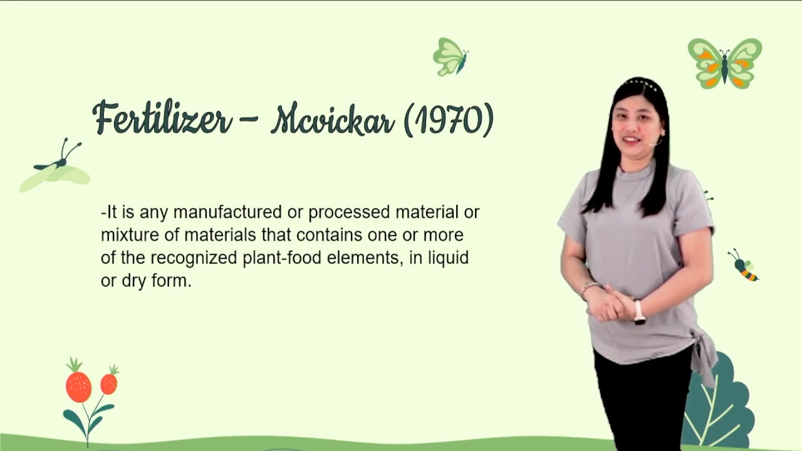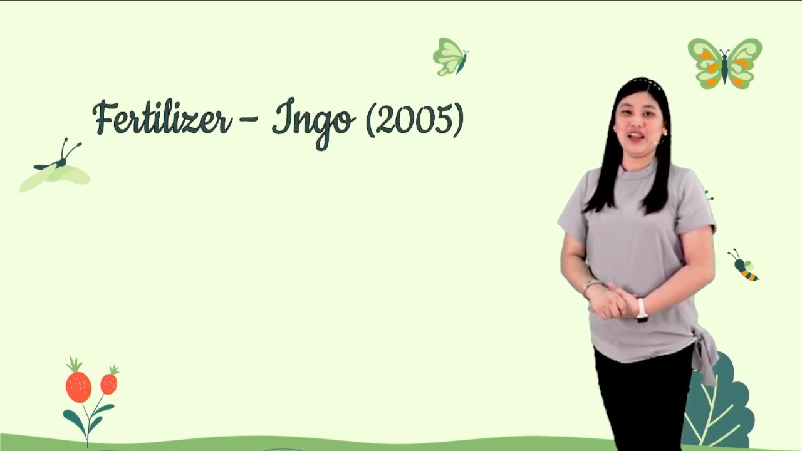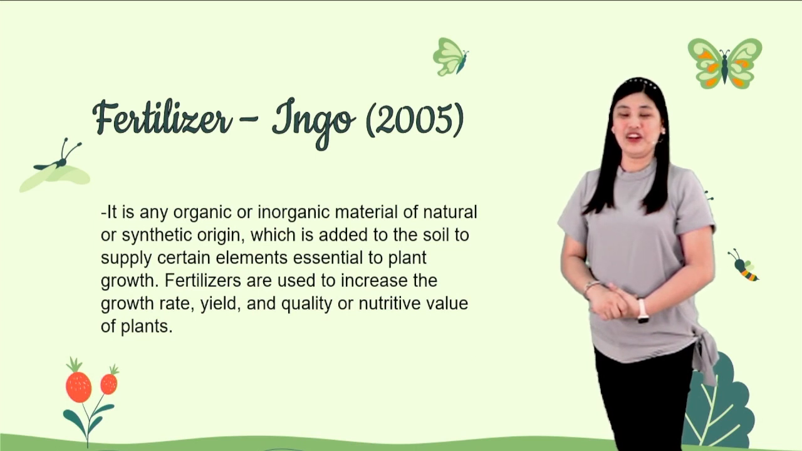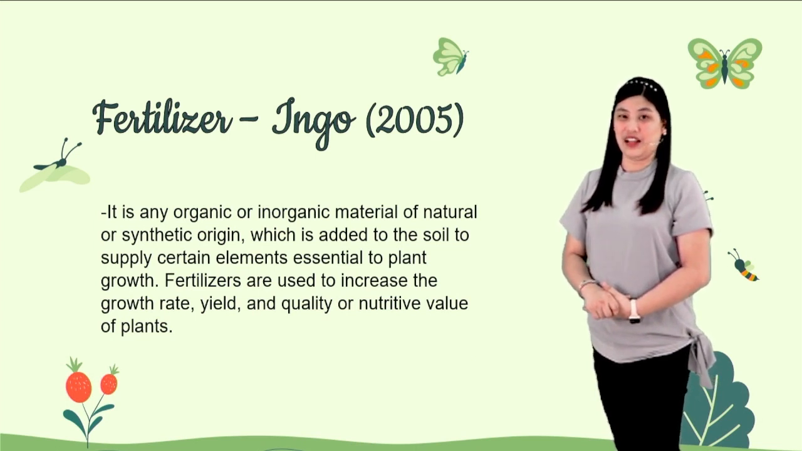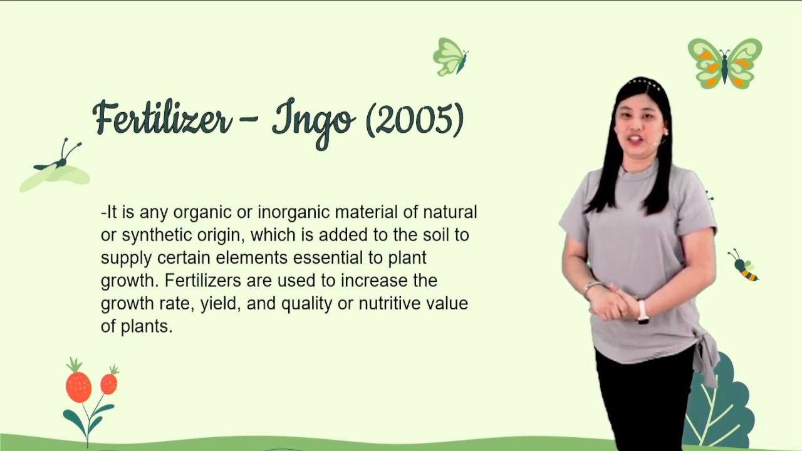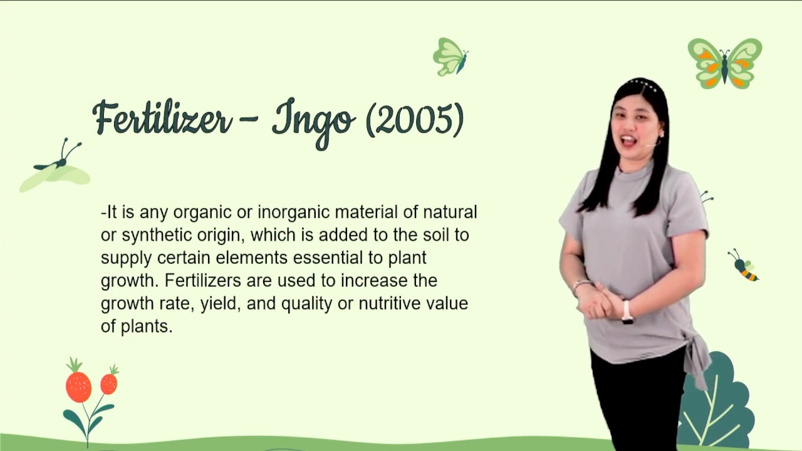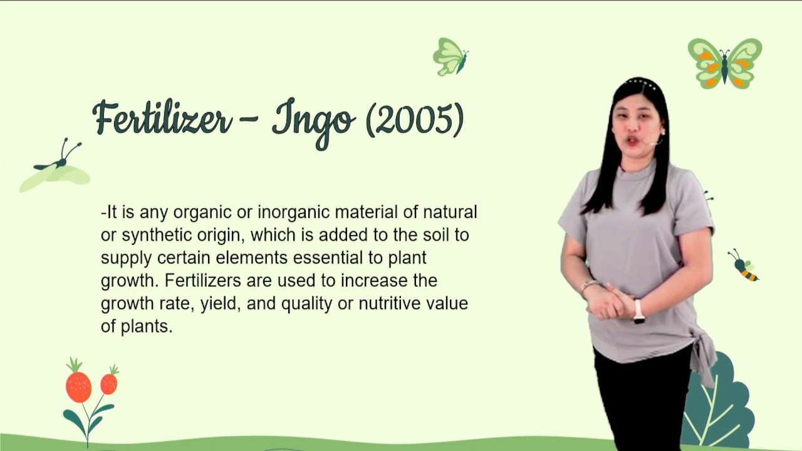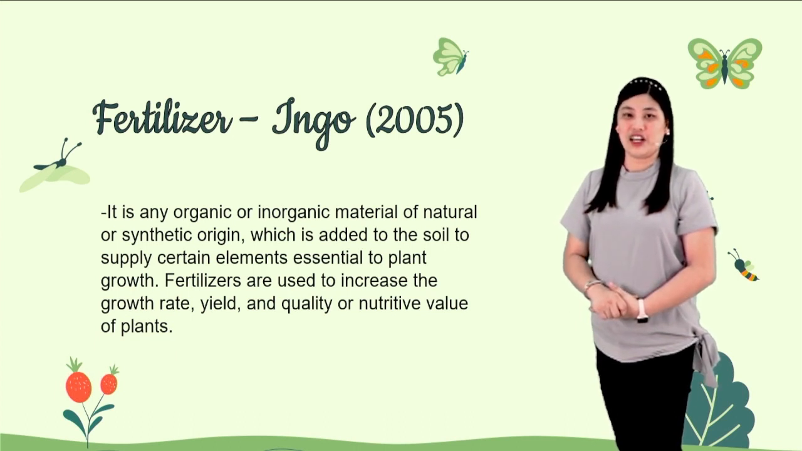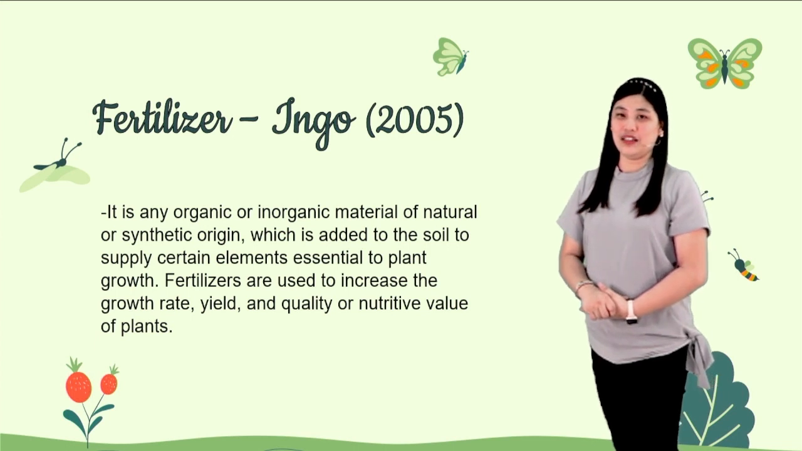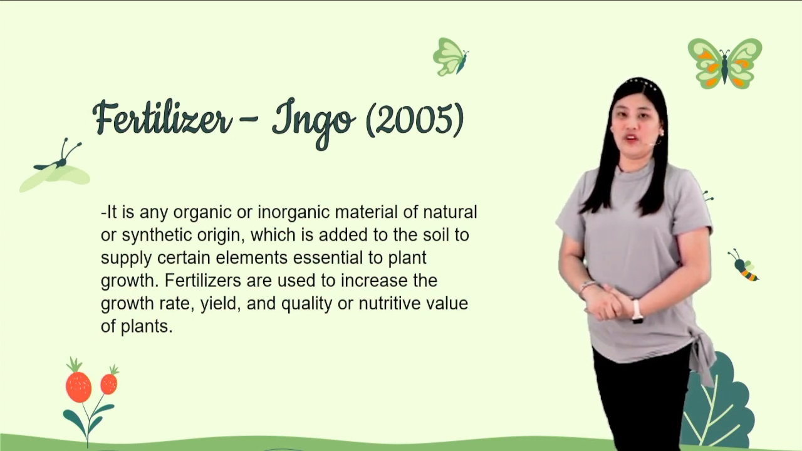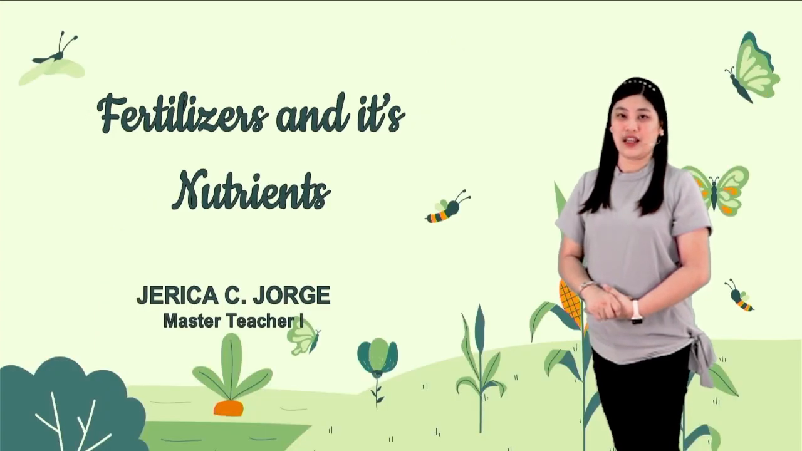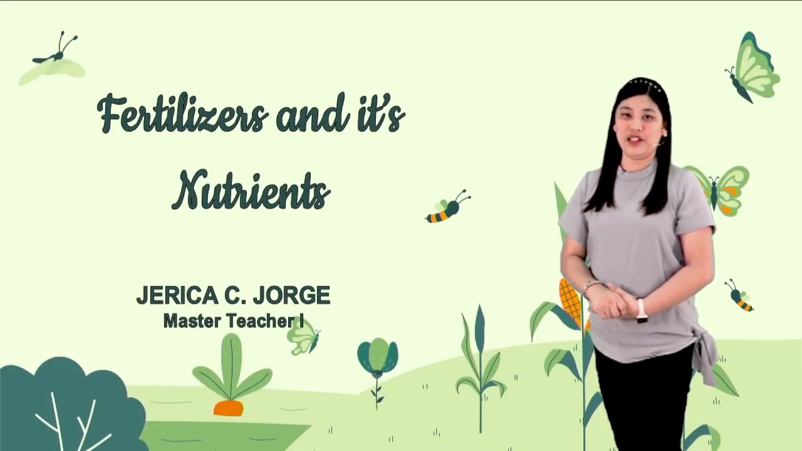On the other hand, Ingo claimed that a fertilizer is any organic or inorganic material of natural or synthetic origin which is added to the soil to supply certain elements essential to plant growth. Fertilizers are used to increase the growth rate, yield, and quality or nutritive value of plants. Later, you will learn more about the two kinds of fertilizers after commercial break. Stay tuned!